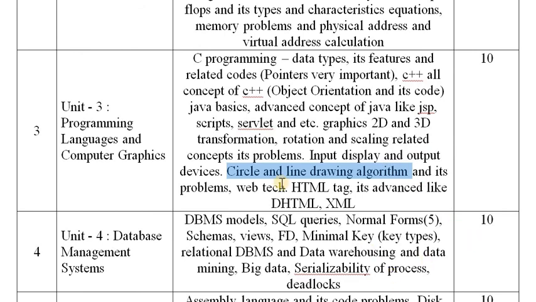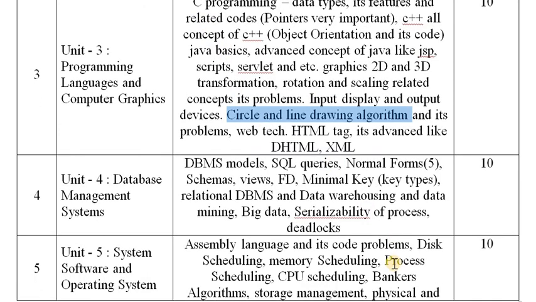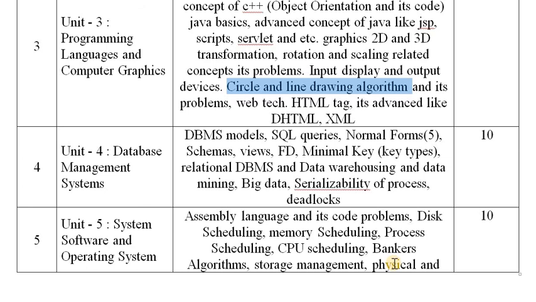Other than this we have HTML, DHTML tags, XML tags and all. They may ask with a simple definition, and you have to concentrate. Next, coming to unit 4, it is fully database management system. They have merged distributed system and database management system as a single unit here, as unit 4.